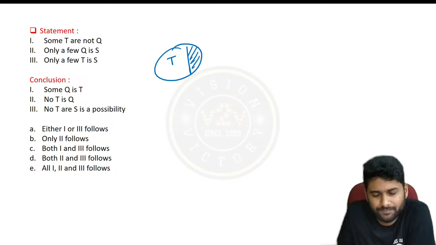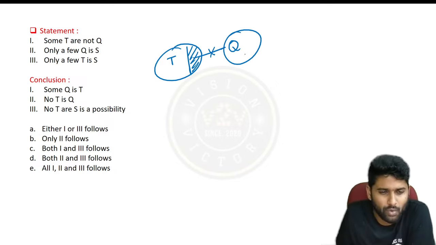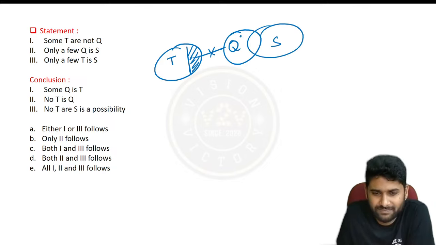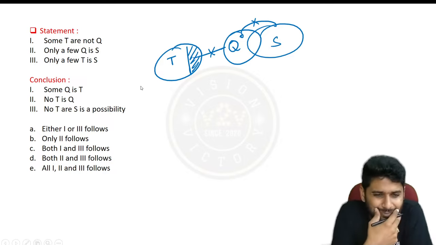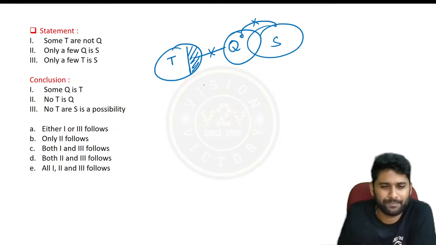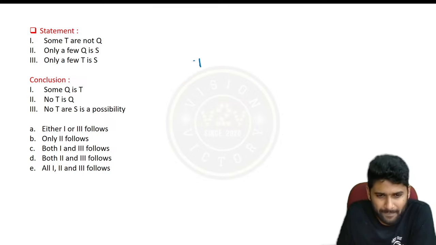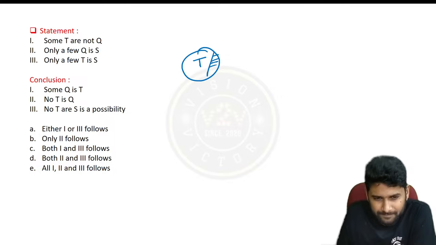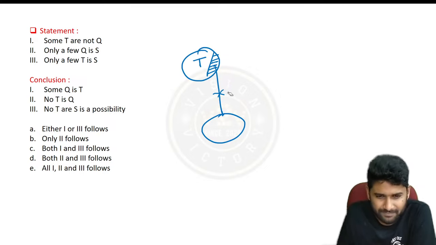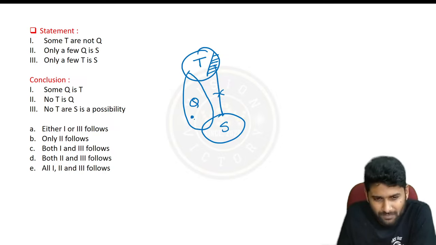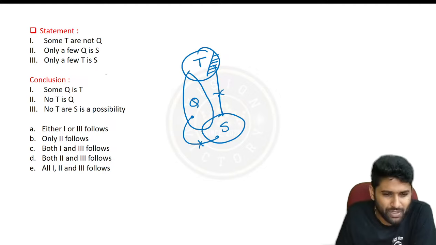Next. Some T is not Q. Only few Q are S. Some Q is not S. Only few T is S. Okay, now you have to draw very carefully. Some T is not S. You have to try in this way. Only few Q is S. Next one, only few T is S.